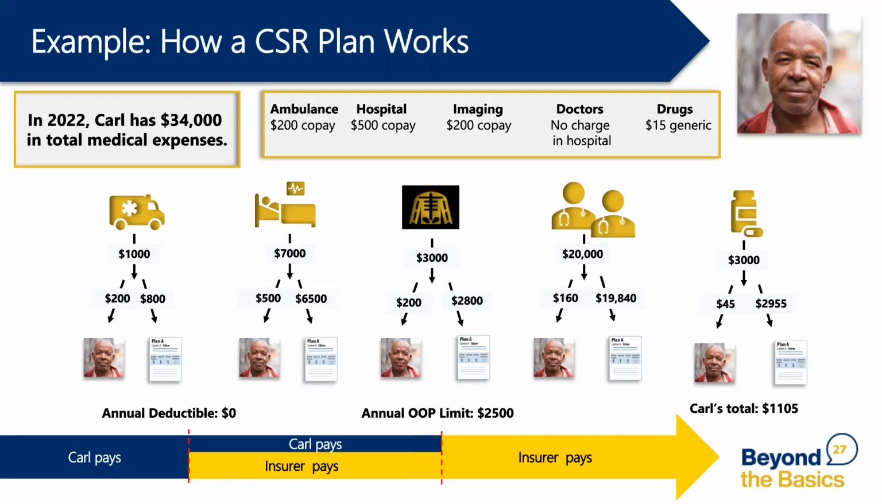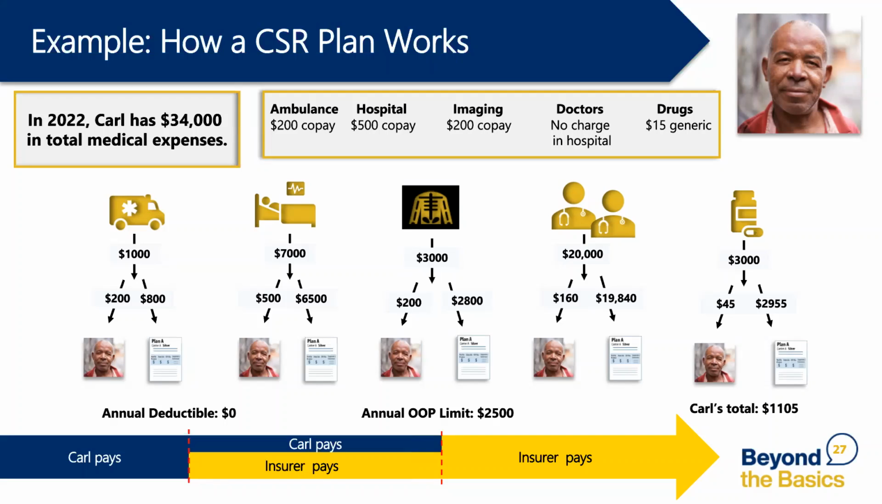So what happens during the year when he has his ambulance ride, he's asked to pay the $200 copay. When he goes to the hospital, he's being charged $500, which is much less than I think it was $4,800 in our other example, much less for the hospital stay. He's paying a $200 copayment for imaging. He's paying $160 toward the doctor visits. In this case, they're not all in the hospital. So he's not charged for the doctor visits in the hospital under the plan design here, but maybe he had some visits when he got out with some doctors that required a copayment.